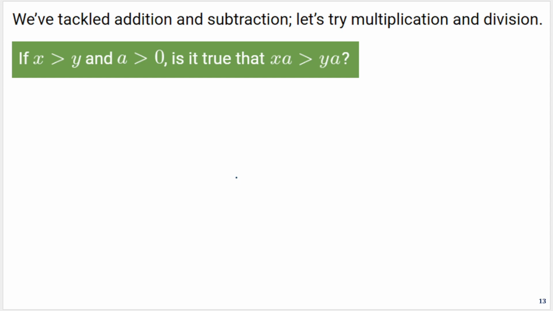If x is greater than y and a is greater than 0, is it true that xa is greater than ya? If you think it's true, can you prove this is actually true? Or if you think it's not always true or it's false, can you give a counterexample? I'll give you 2 minutes to consider this problem to see if you can explain this, okay?